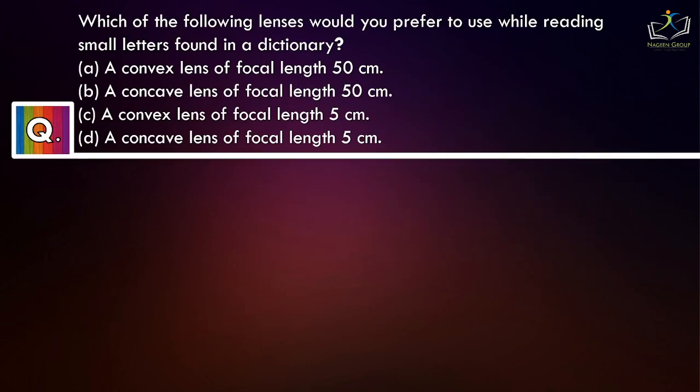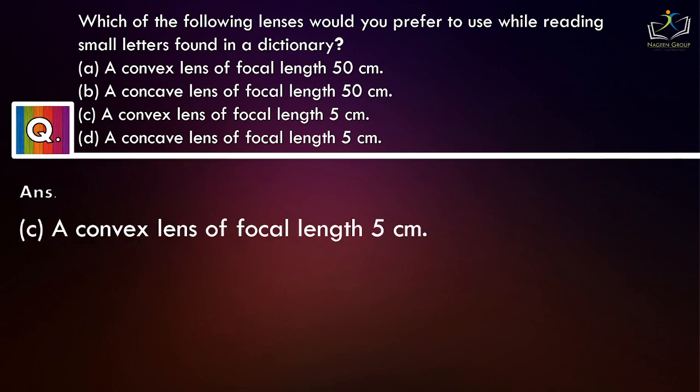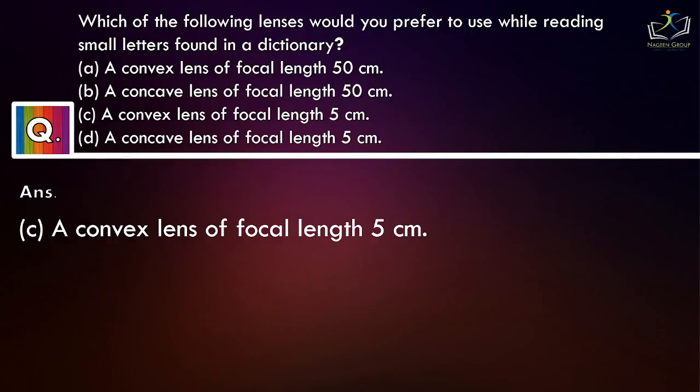Question is, which of the following lenses would you prefer to use while reading small letters found in a dictionary? A convex lens of focal length 50, a concave lens of focal length 50, a convex lens of focal length 5, a concave lens of focal length 5. So the answer is here, a convex lens of focal length 5. So this is all about it, you need to revise these questions.